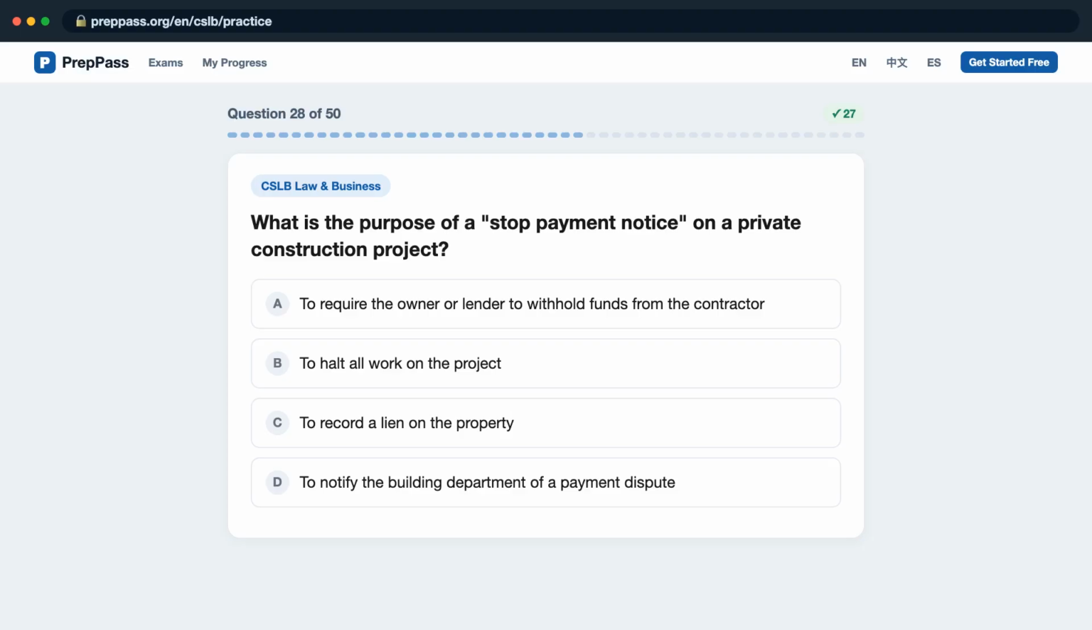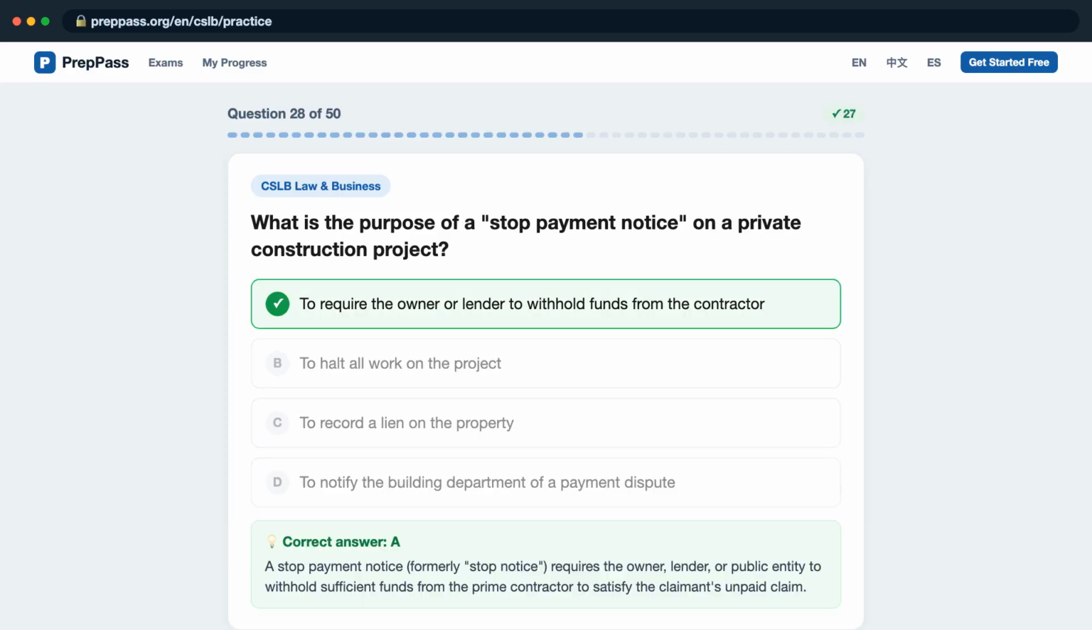Question 28. What is the purpose of a stop payment notice on a private construction project? Is it A. to require the owner or lender to withhold funds from the contractor? B. to halt all work on the project? C. to record a lien on the property? D. to notify the building department of a payment dispute? The correct answer is A. A stop payment notice, formerly stop notice, requires the owner, lender, or public entity to withhold sufficient funds from the prime contractor to satisfy the claimant's unpaid claim.